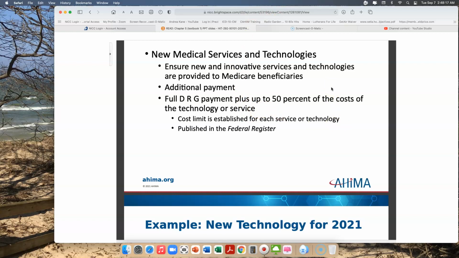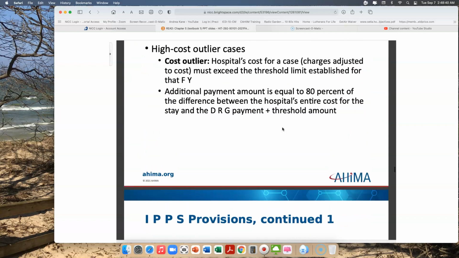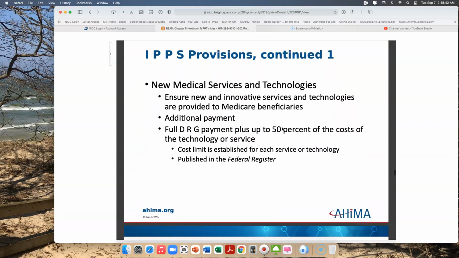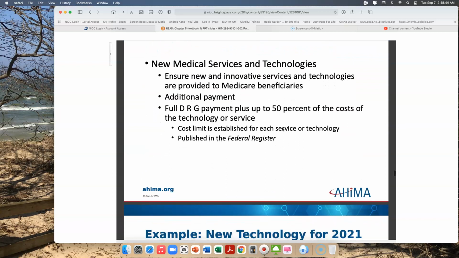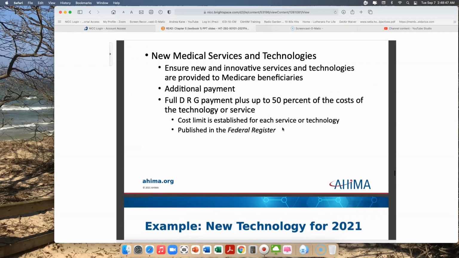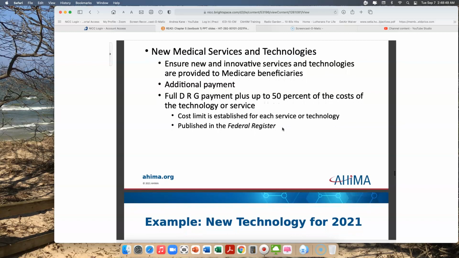Again, it's tricky to get those, and typically you've got to have prior authorization and lots of documentation to get it. But if you do get it, it's full DRG payment plus up to 50% of the cost of the technology or service. And the cost limit is established for each service or technology, and this is also published in the Federal Register. So if you want to know about the cost outlier and the new medical services and technologies, what it's going to be for that fiscal year, go to the Federal Register and look at the final rule.